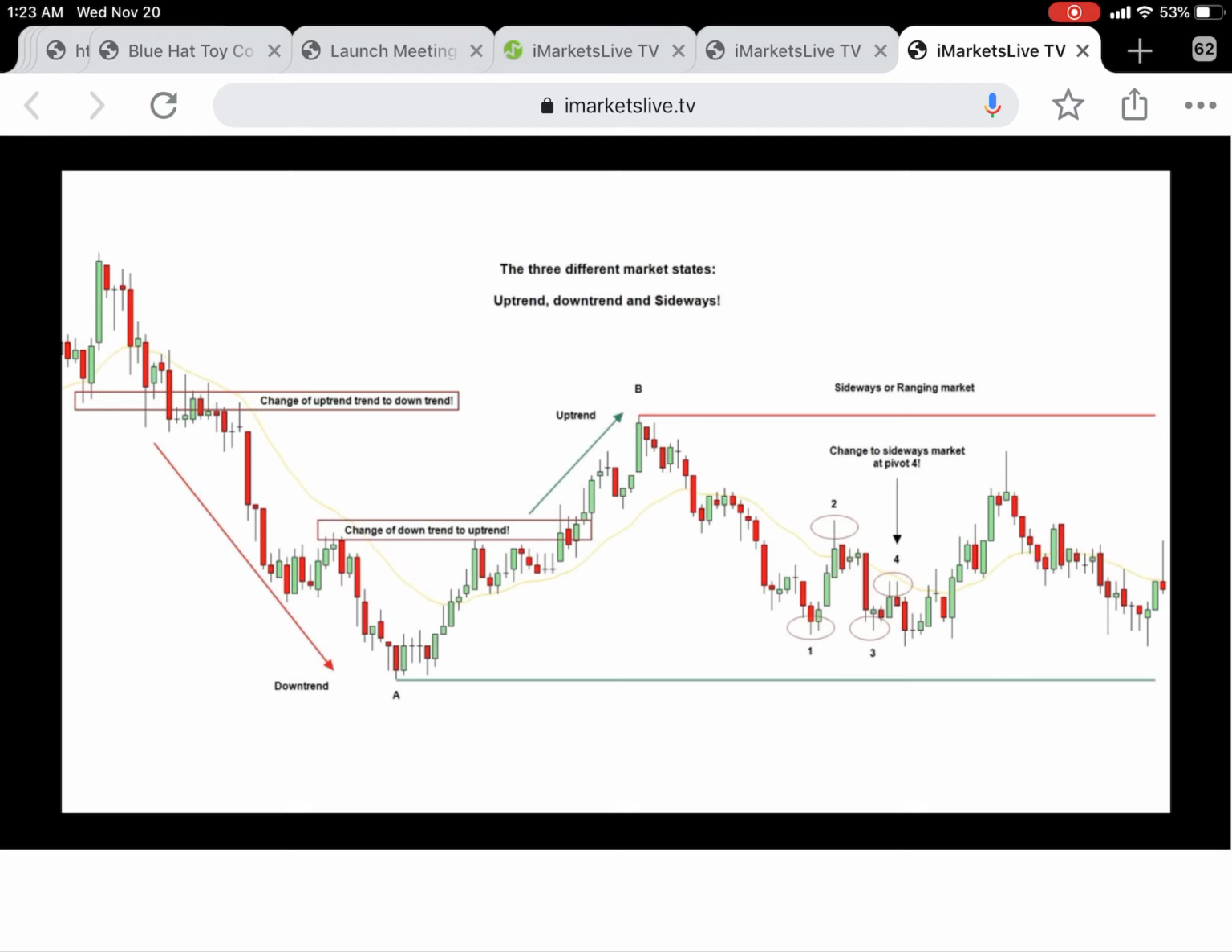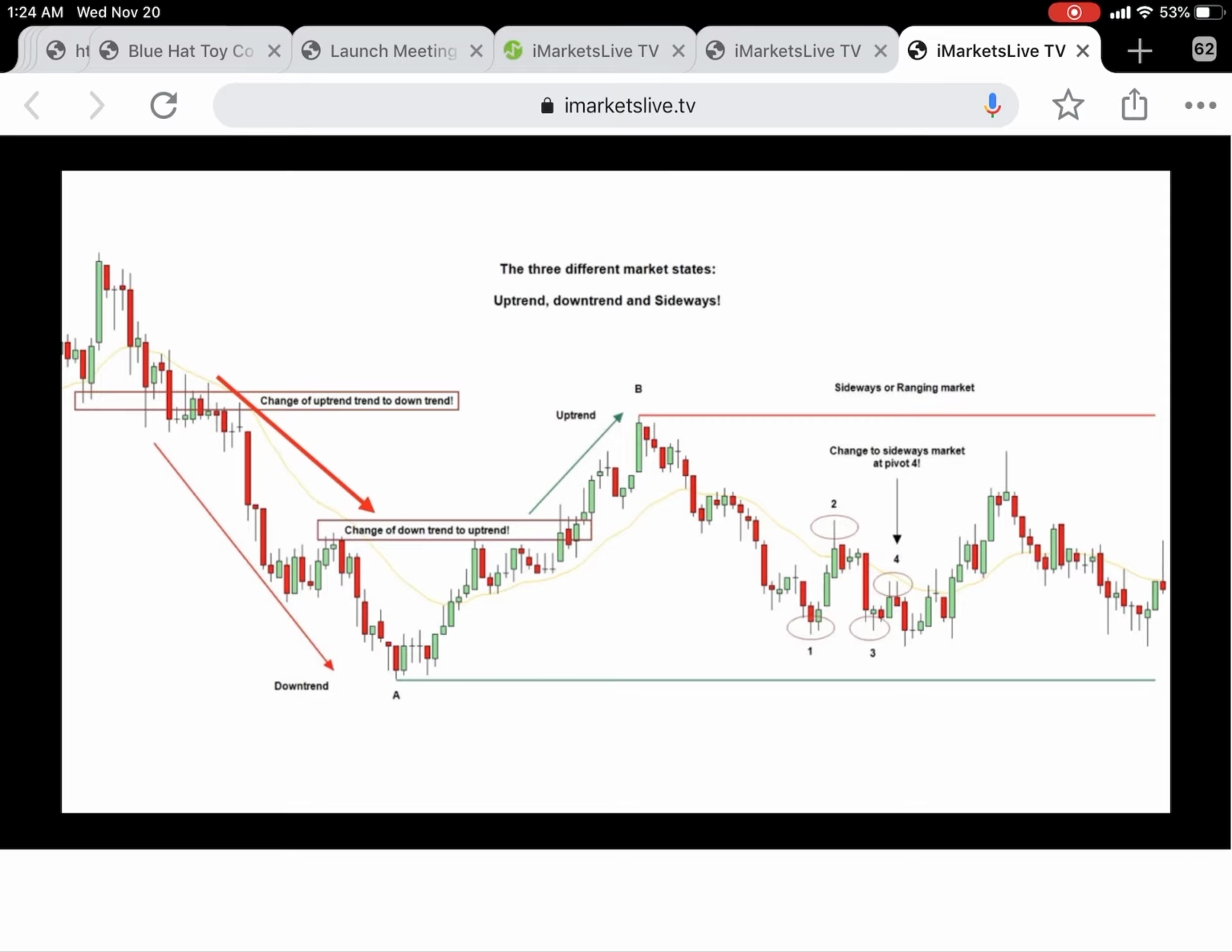Perfect. All right. Now, let's take a look at a live chart. The 3 different market states: uptrend, downtrend, and sideways. Now, starting on the left side of the screen, we're going to find out where the market had a change of uptrend to a downtrend. So right here, boom, market is moving into a downtrend.